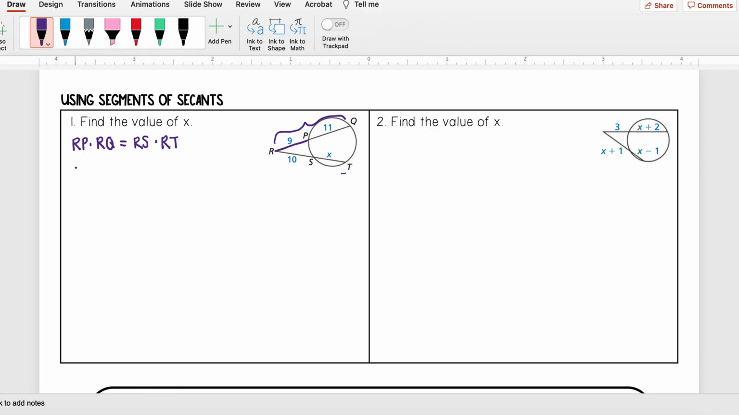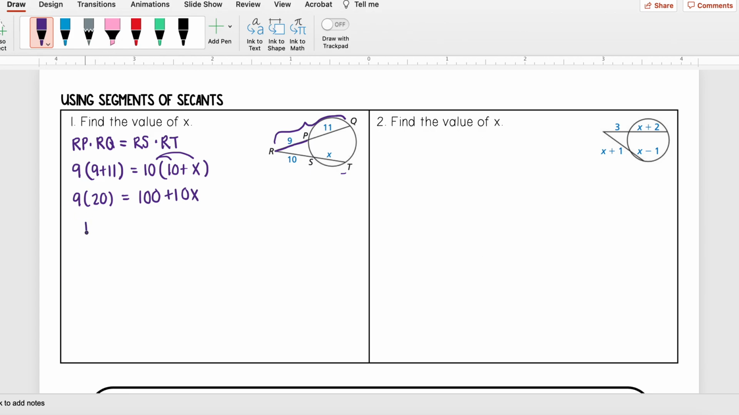So RP I see is equal to 9. RQ, on the other hand, is going to be 9 plus 11. So to get that whole length, I need to add these two smaller segments together. So it's going to be 9 times 9 plus 11 is equal to RS, which is 10, times all of that added together, so 10 plus x, to get that full segment length of RT. Well, 9 plus 11, I get 20, so I'm going to have 9 times 20. It's equal to 10 times 10 is 100, plus 10 times x, which is 10x.